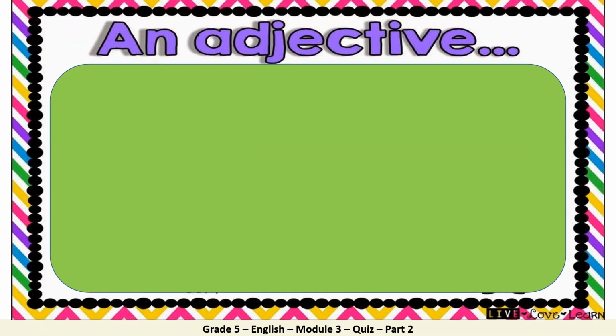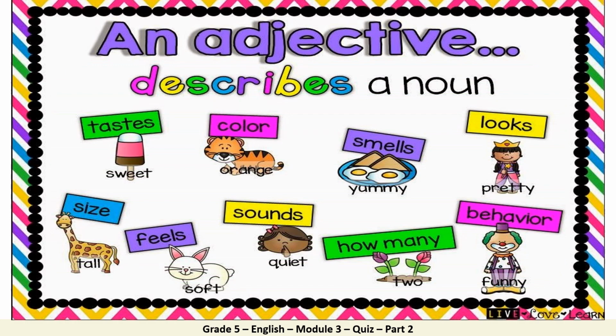Our lesson today will be about adjectives. Do you know what's an adjective? Or when do we use it? Well, an adjective is a word used to describe a noun. You can use it to describe different things like taste, color, smell, size, and all the other things that you can see in this picture.